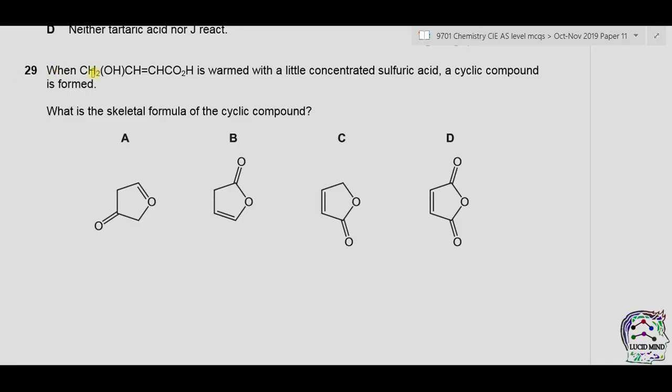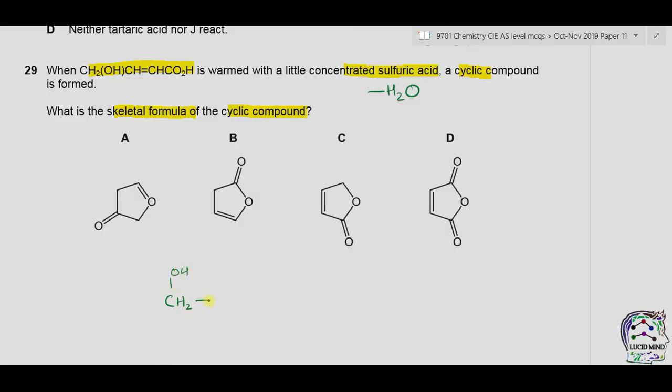Question 29. When this compound is warmed with a little concentrated sulfuric acid, a cyclic compound is formed. What is the skeletal formula of the cyclic compound? Now we know that concentrated sulfuric acid is a dehydrating agent, so it will remove water from this compound. Let's see how the cyclic compound is formed.